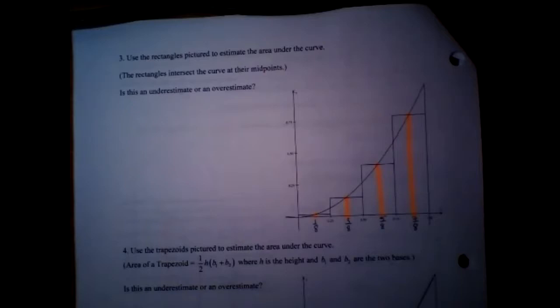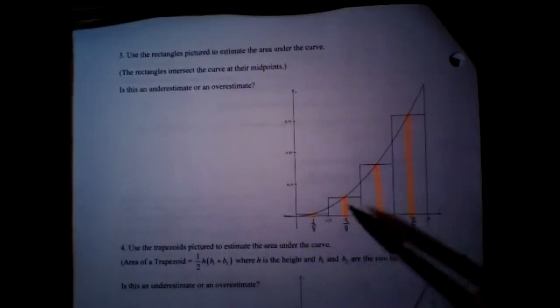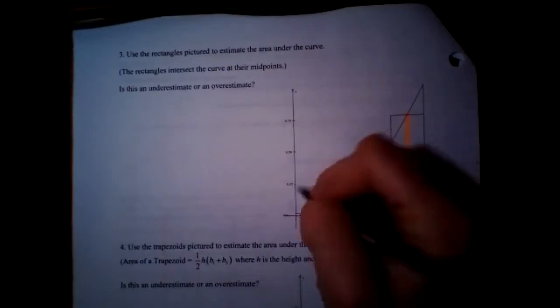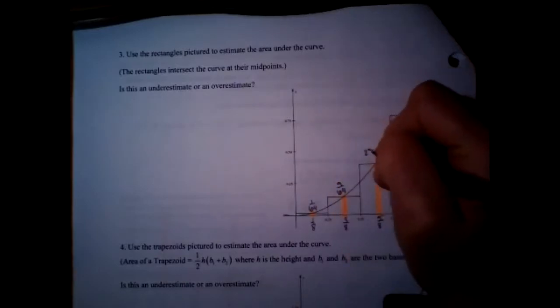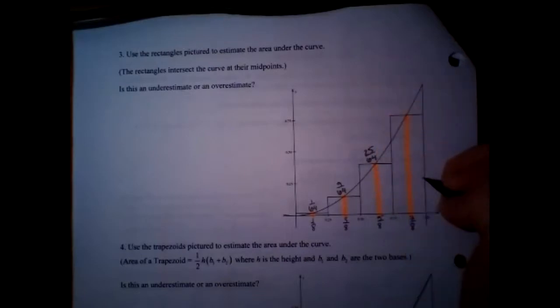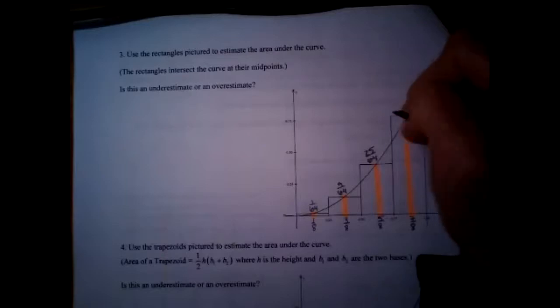Again, the function is still x squared. I didn't change that. That's still this parabola. So if you plug in 1/8, you're going to get 1/64. 3/8 is going to be 9/64. 5/8 is 25/64. So I'm just squaring all these, plugging them into x squared. And then this one is 49/64.